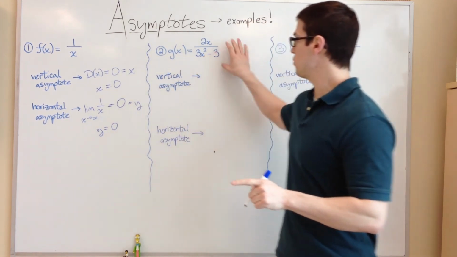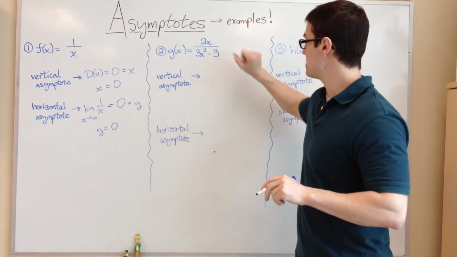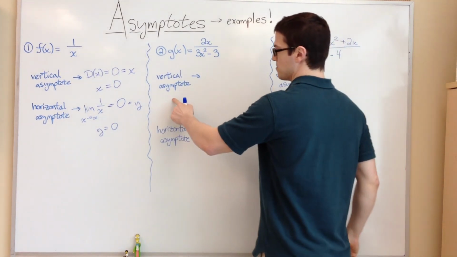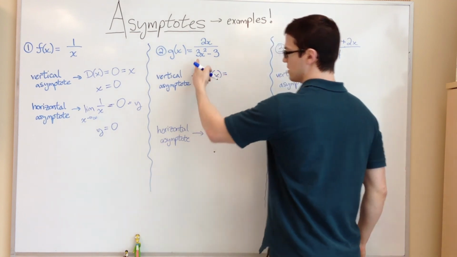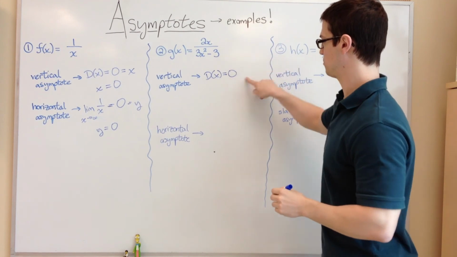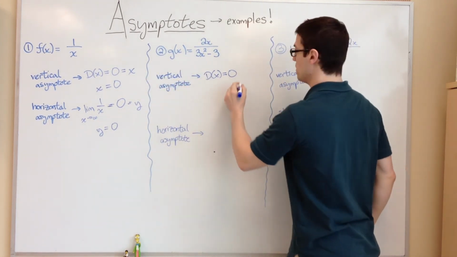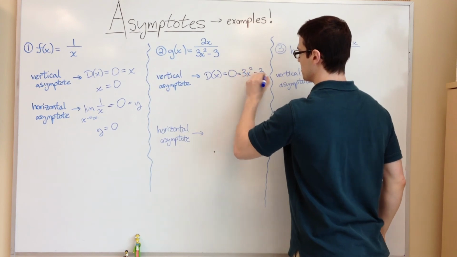That's the easy one. Let's go to a harder problem that you're definitely going to see on the test. For the vertical asymptote, again, you just set d of x, the denominator, equal to 0. So I'm going to substitute this in here, just like I did on the first one: 3x squared minus 3 equals 0.